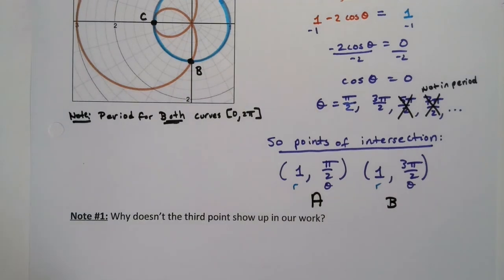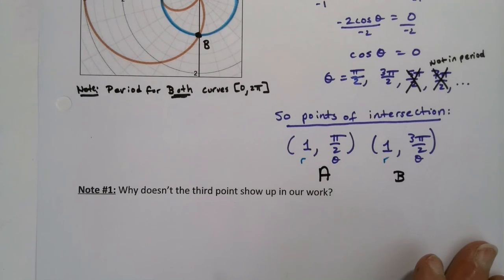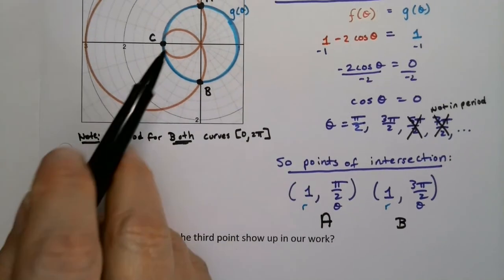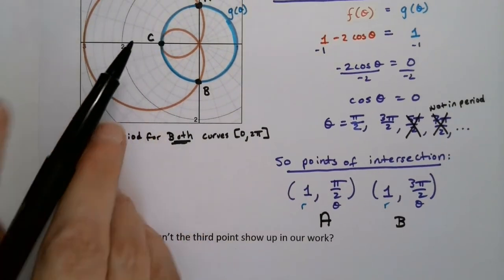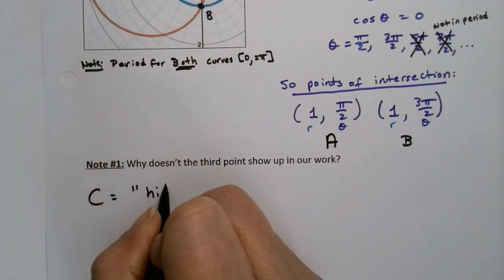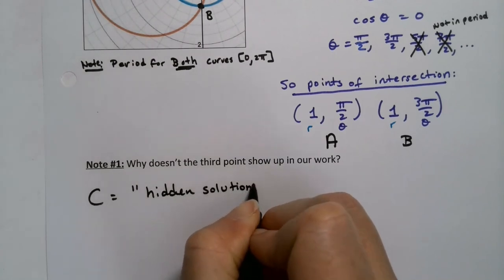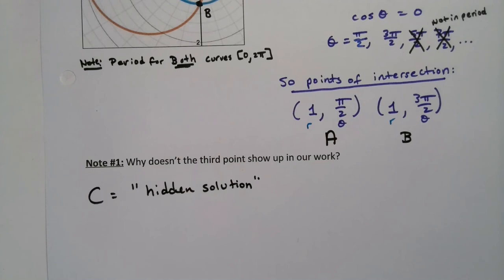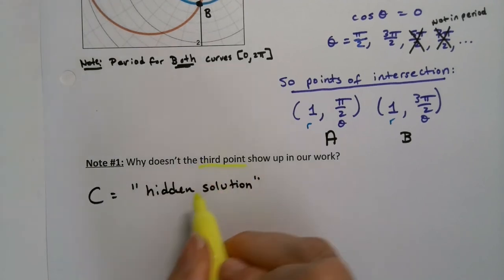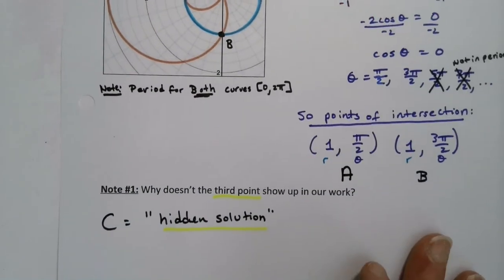And that's it. That's all that we were able to find analytically. But there's another solution, C. C is right over here, right? So C is a hidden solution that did not show up in our work, right? C is that third point that's a hidden solution right here. It didn't show up in the by hand work that we did.